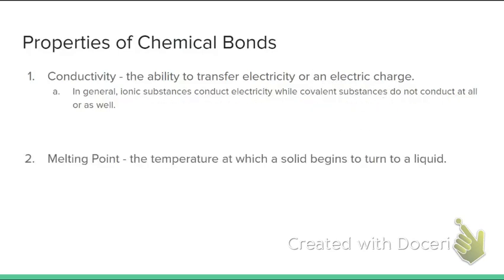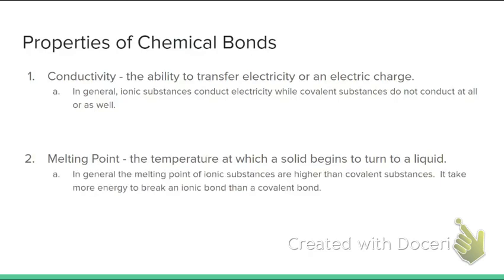The other property that we're going to talk about is melting point. Melting point is just the temperature at which a solid begins to turn to a liquid. In general, ionic substances melt at a higher temperature than covalent substances. It takes a little bit more energy to break an ionic bond than it does a covalent bond.